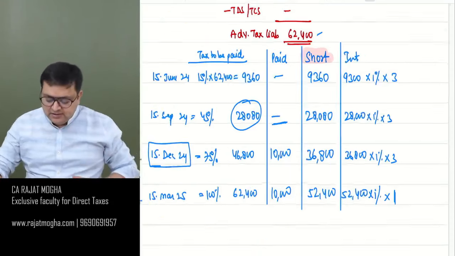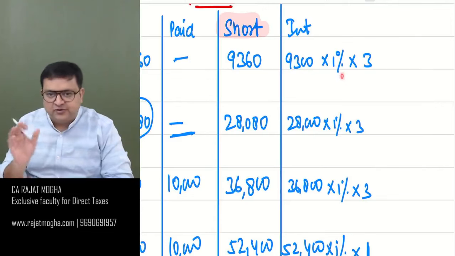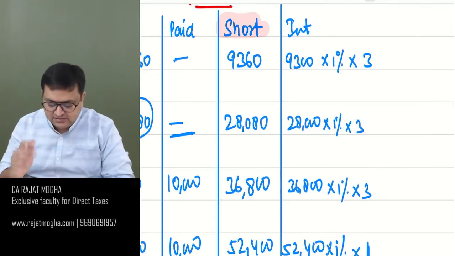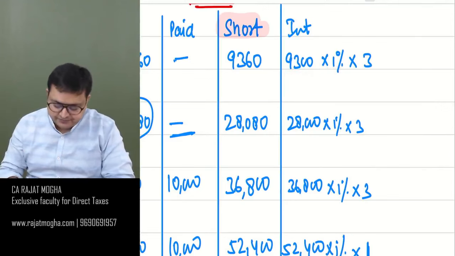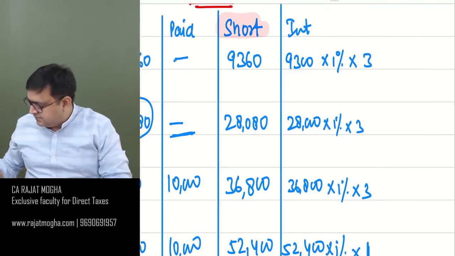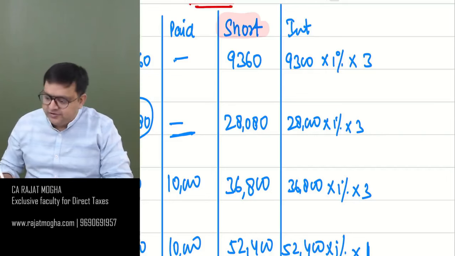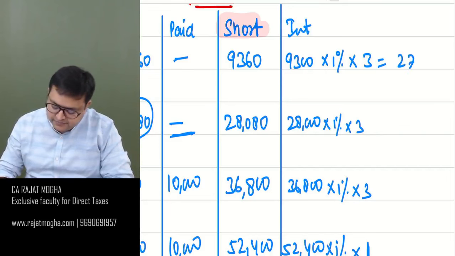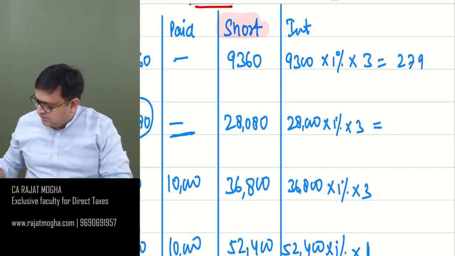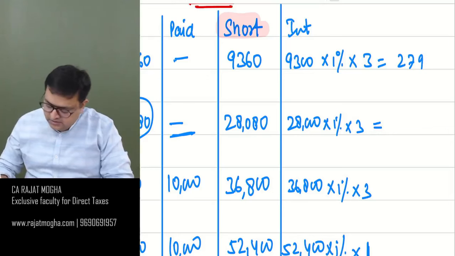1% per month. So how much is the interest? It is 1%. It's not per annum. It is 1% per month. 9,300 into 1% into 3. 279. 840.